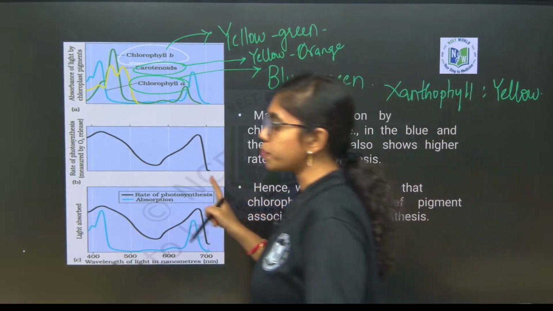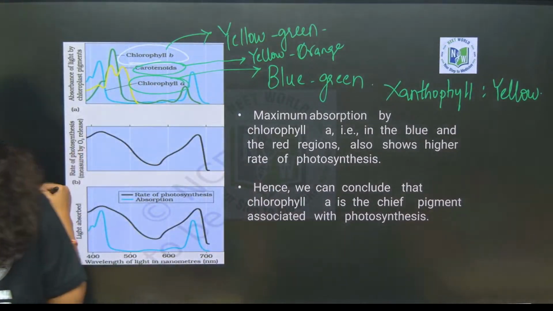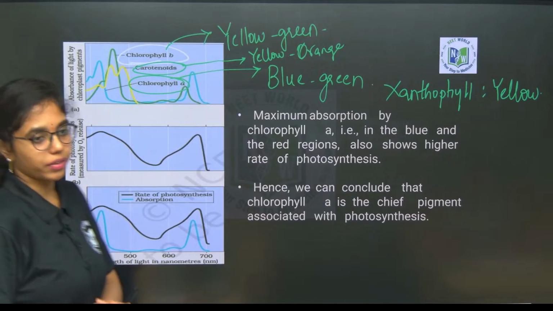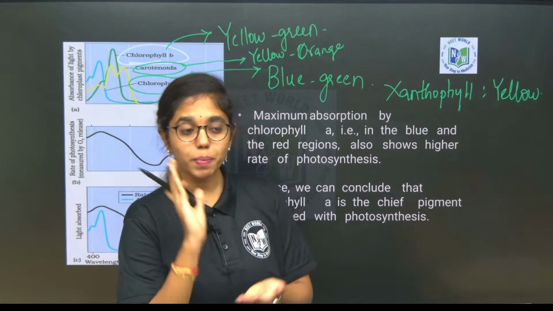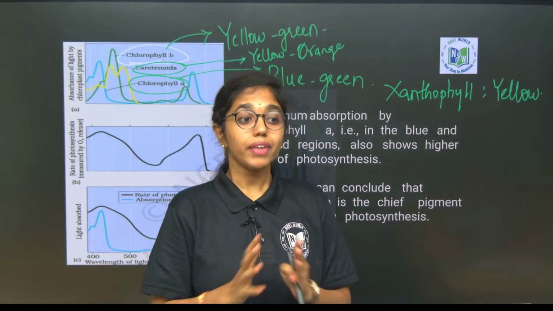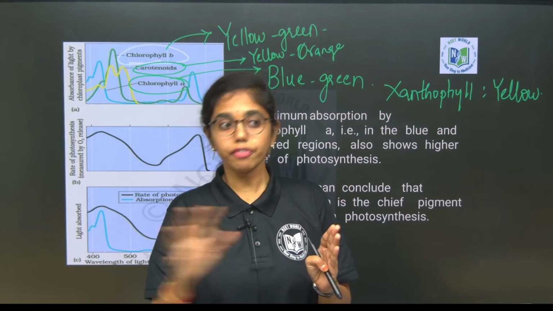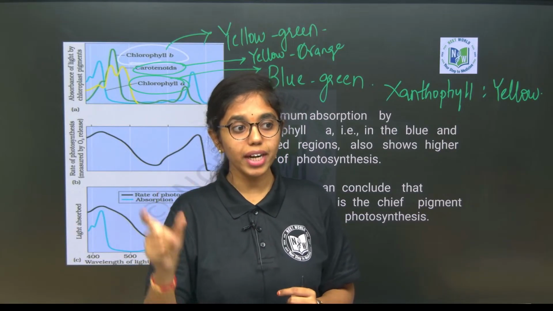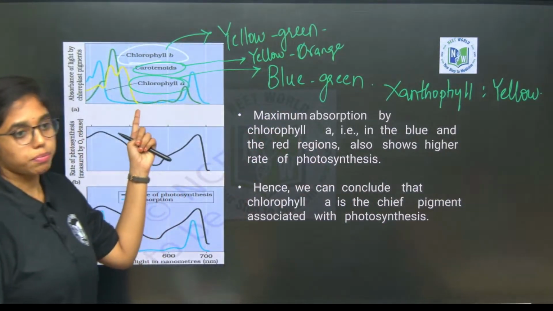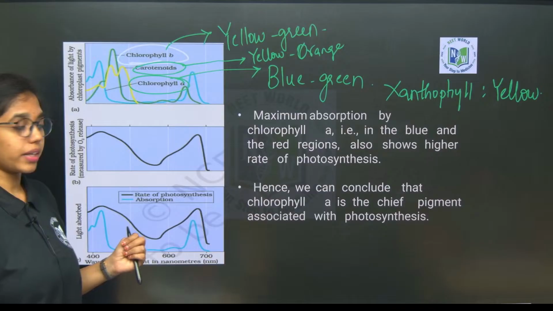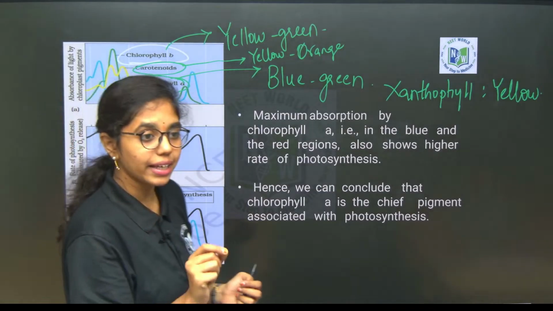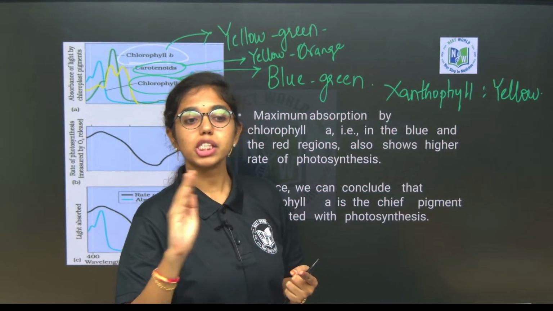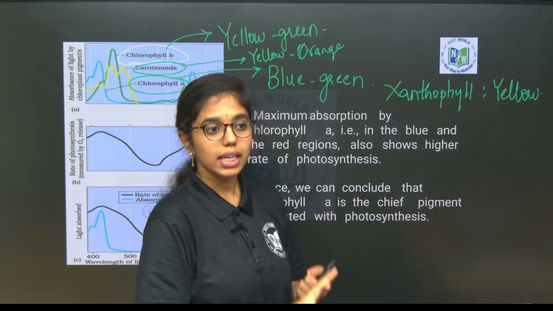Now, action spectra and absorption spectra. Look at this carefully. First, you have to know the difference between action spectra and absorption spectra. Absorption spectra will depict different pigments absorbing light at different wavelengths. Different pigments absorbing light at different wavelengths is seen where? In the absorption spectra. In the action spectra, the maximum amount of light is absorbed by which pigment at the maximum wavelength, and maximum oxygen is evolved at that wavelength, is shown by what?